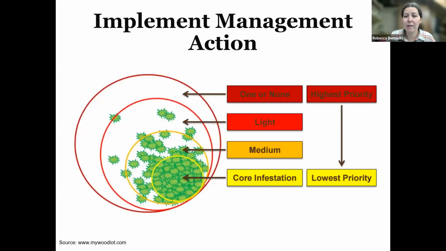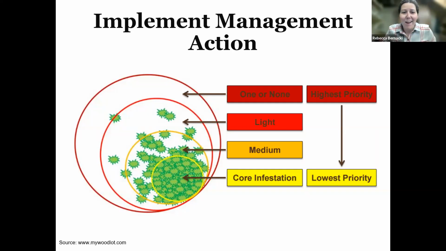To help us visualize that last part more, I have this slide. We have green blob plant here, which is an invasive species. I made it up today. It's invasive green blob plant. And we have our core infestation where it's really, really dense. And we have these circles going out as it gets less and less dense. So this can be any scale. This can be the entire Adirondack Park, and this is how I plan my management. Or it could be just an invasive species infestation in your backyard.